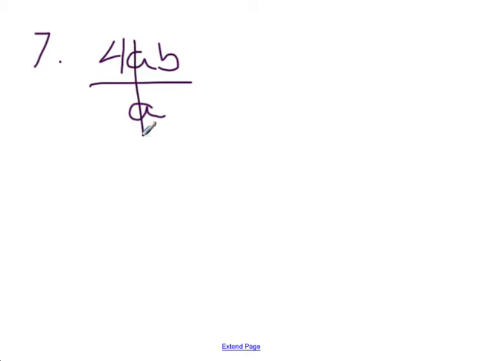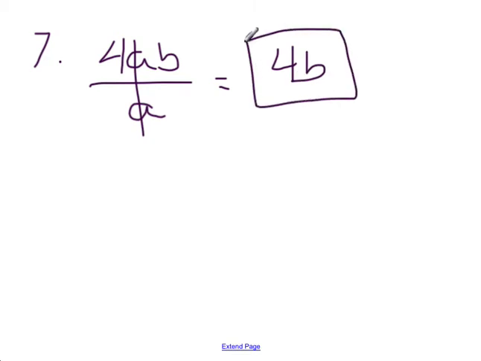Let's take a look at those other ones. It looks like I don't have them written out. So for number 7, we have 4ab divided by a. So what I notice is I have a on the top and a on the bottom. So those will actually just cancel each other out. Because think of it this way. 2 divided by 2 is 1. 3 divided by 3 is 1. So a divided by a is 1. So those cancel out, and I'm just left with 4b as my final answer for number 7.